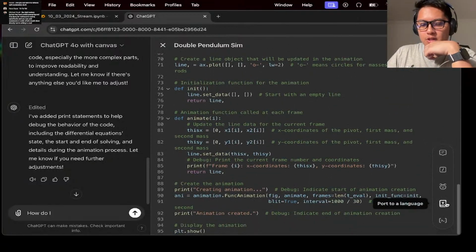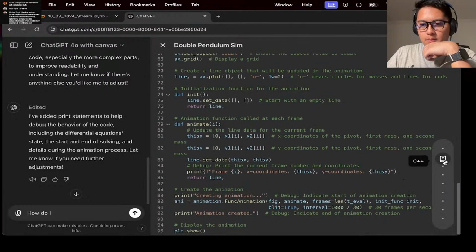What language does Canvas generate? It says here, port to a language. It says here, Python, C++, PHP, JavaScript, TypeScript, and Java.